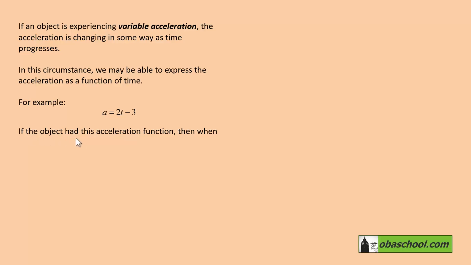For example, let's suppose the acceleration is 2t take away 3. If the object had this acceleration function, then when t is equal to 0, a would be -3. And I've left units out here, but of course this would be in meters per second squared. When t is 1, a would be -1. When t is 2, a would be 1.